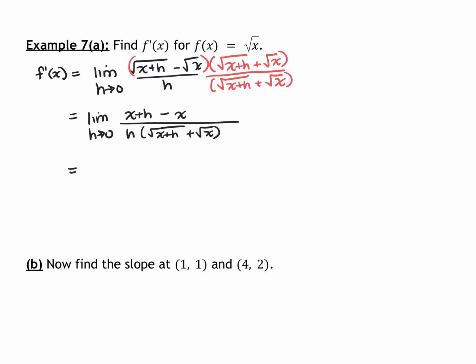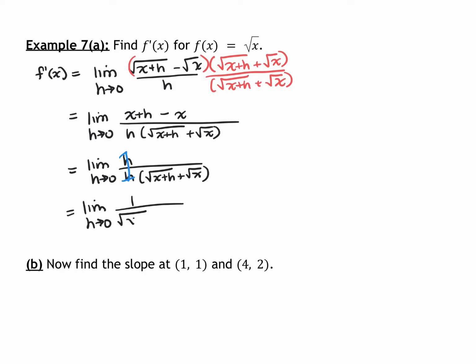Simplifying our numerator, we just get, whoops, I forgot the limit. We just get h in the numerator, so h over h times the square root of x plus h plus the square root of x. There's our giant 1. And we get the limit as h approaches 0 of 1 over the square root of x plus h plus the square root of x.